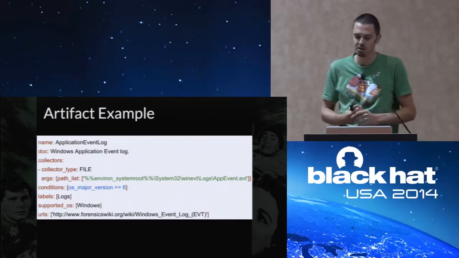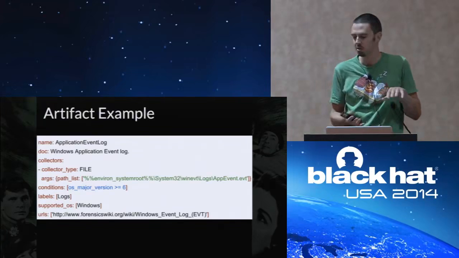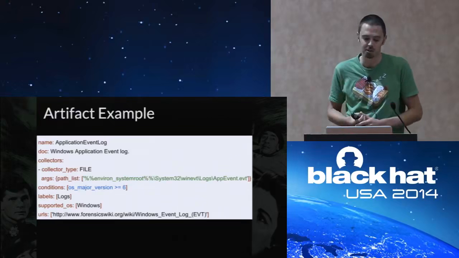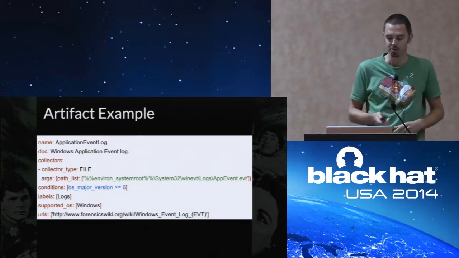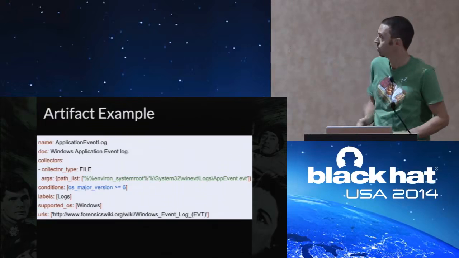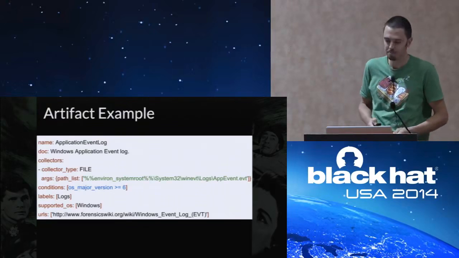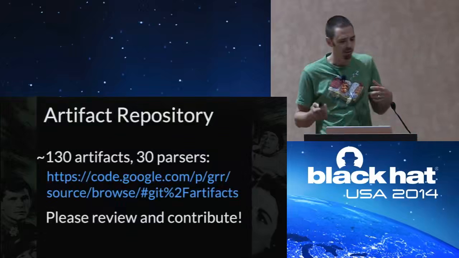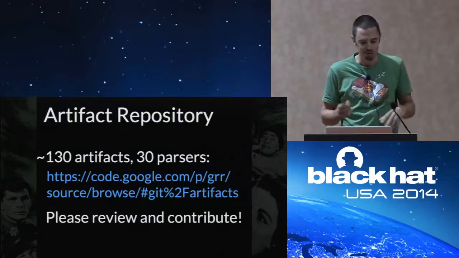We also have the ability to constrain it: this only applies to newer versions of Windows, and this only applies to Windows in particular, and a link to more information. So this is a basic example of what an artifact looks like as we created them. We have about 130 of these. We also have about 30 parsers.